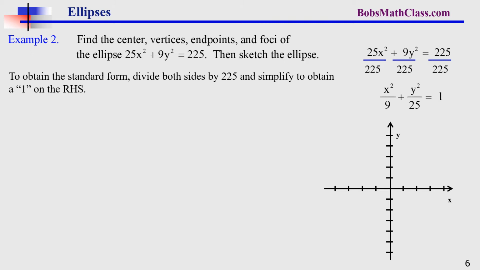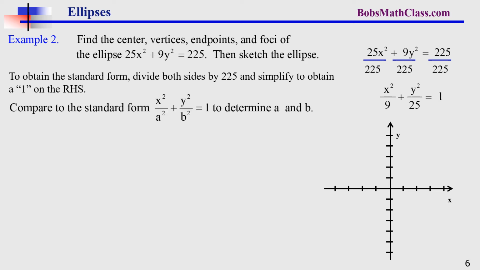Again, our center's at 0, 0. Our next example will have a problem where the center is not at 0, 0. We're almost there. Okay, so now let's compare it to our standard form. Our center is 0, 0. Our a squared is 9. Our b squared is 25. Taking the square roots of those numbers, that'll give us our a and b.